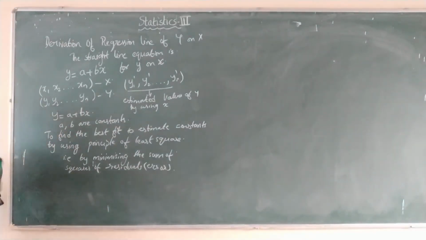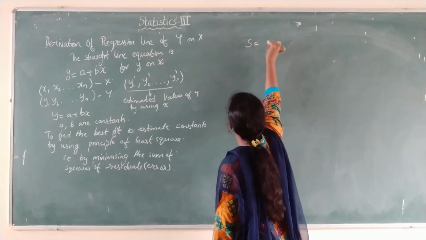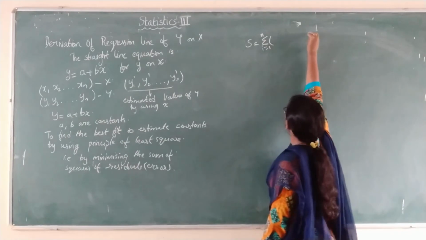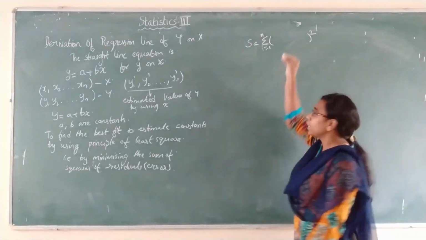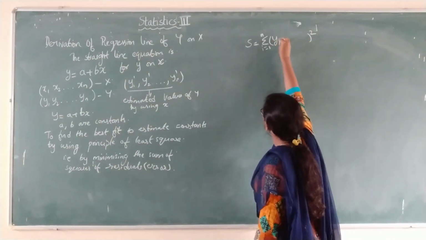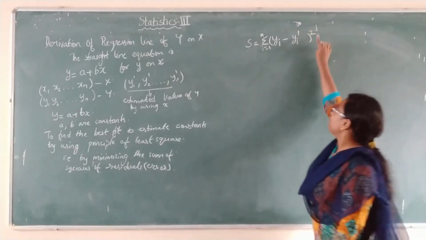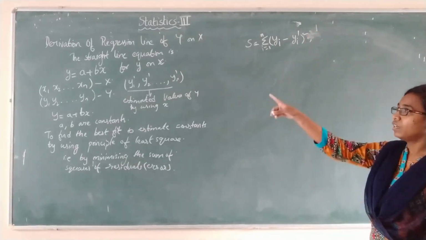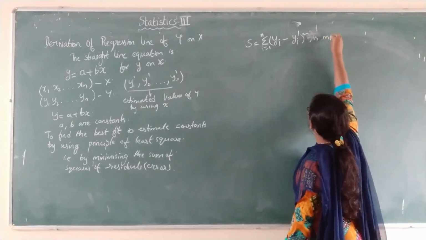By using the principle of least squares, that is minimizing the sum of squares of residuals, S equals the sum from i equals 1 to n of the square of the error. The error is the difference between the original value yi and the expected value yi dash. Using this, we can find the best estimates of a and b for the given straight line. This value should be minimum.